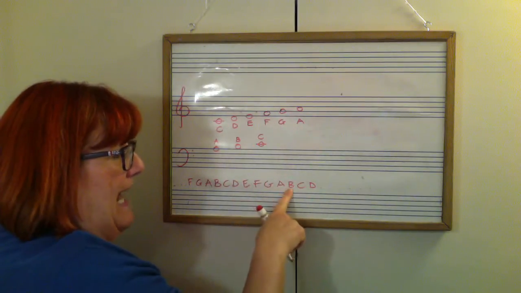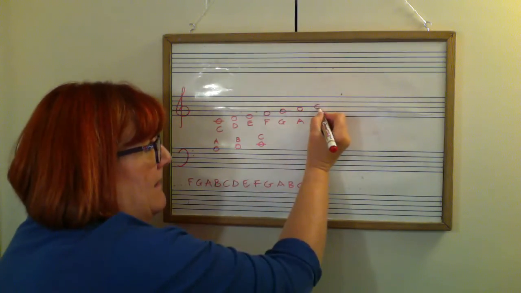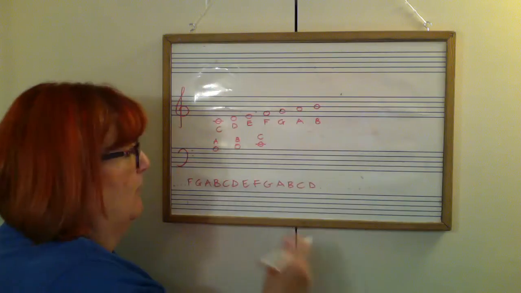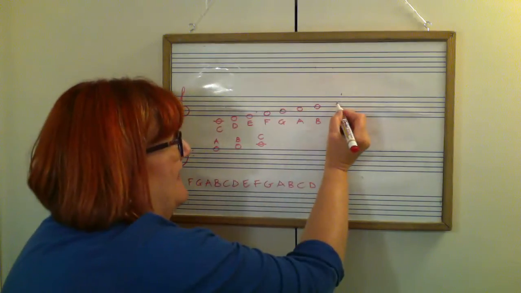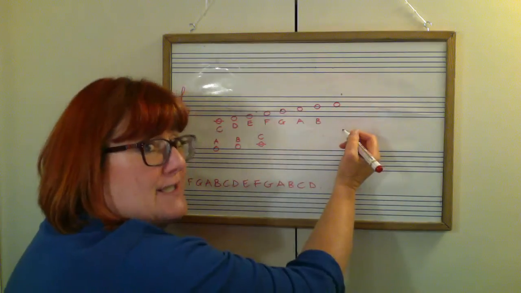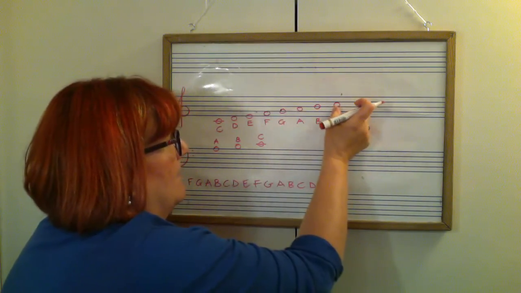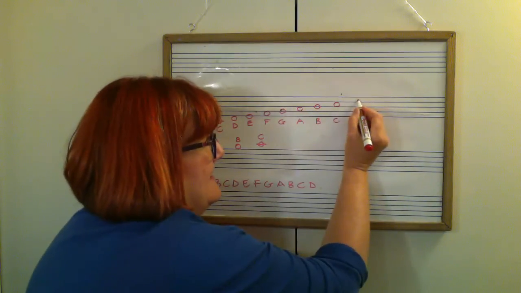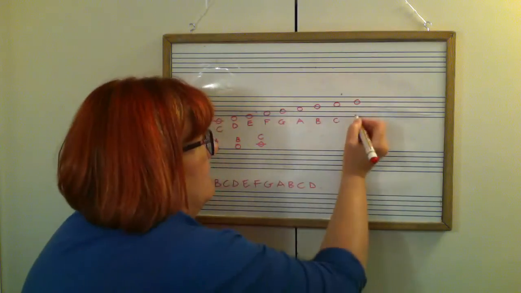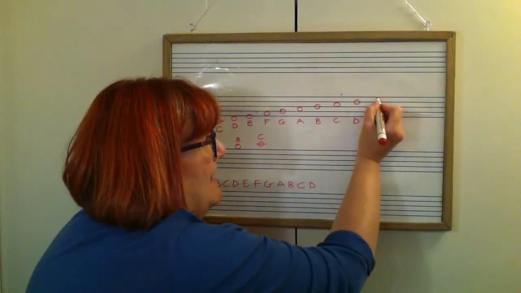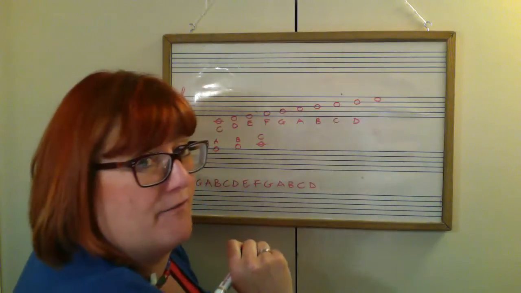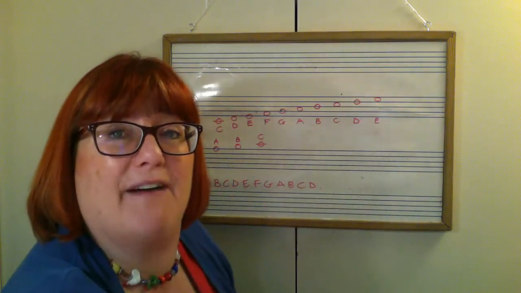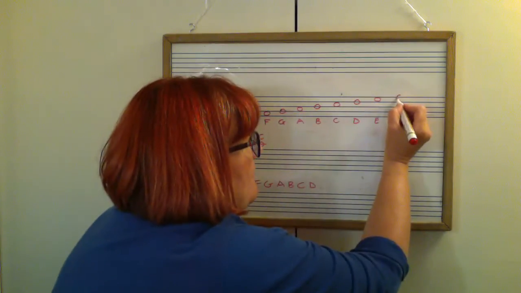After A, we have B. B goes on to the third line. After B, we have C. C goes into the third space. Then after C, we have D. D goes on to the fourth line. And after D, we have E. E goes into the fourth space. And then finally on the stave, we have F. That's the fifth line.